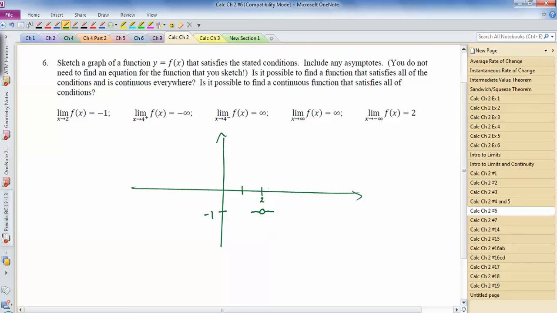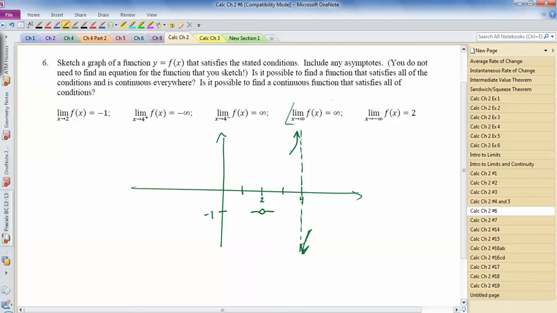As x gets close to 4 from the right side, then y shoots down to negative infinity. So from the right side, I have to go down to negative infinity like this. From the left side of 4, I have to go up to positive infinity, so that's something like this.